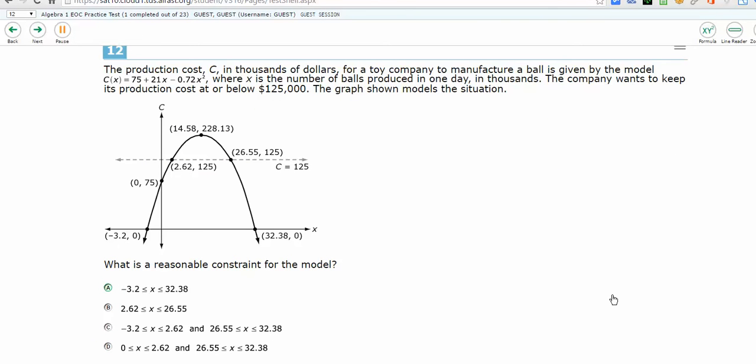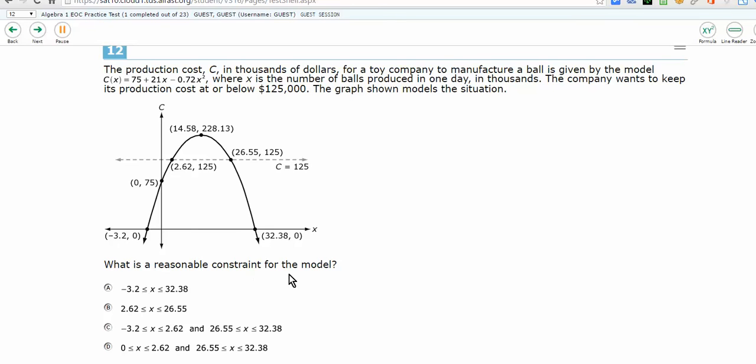All right, let's take a look at question 12. It says the production cost C in thousands of dollars for a toy company to manufacture a ball is given by the model C of x equals 75 plus 21x minus 0.72x squared, where x is the number of balls produced in 1 day in thousands. The company wants to keep its production costs at or below $125,000. The graph shows the model of the situation, so we have the graph of the situation right here.